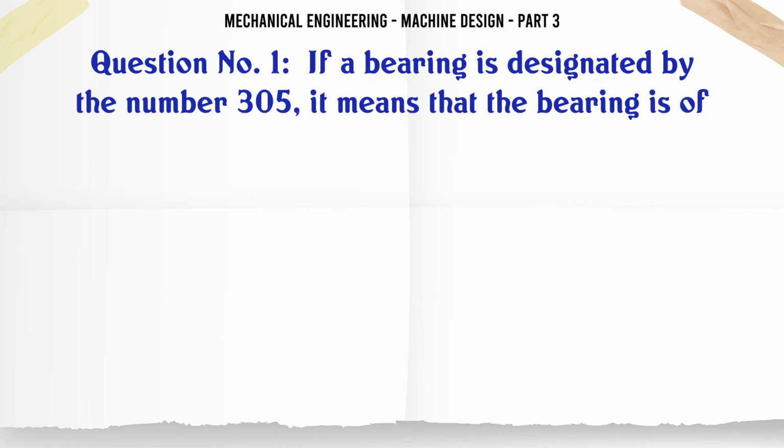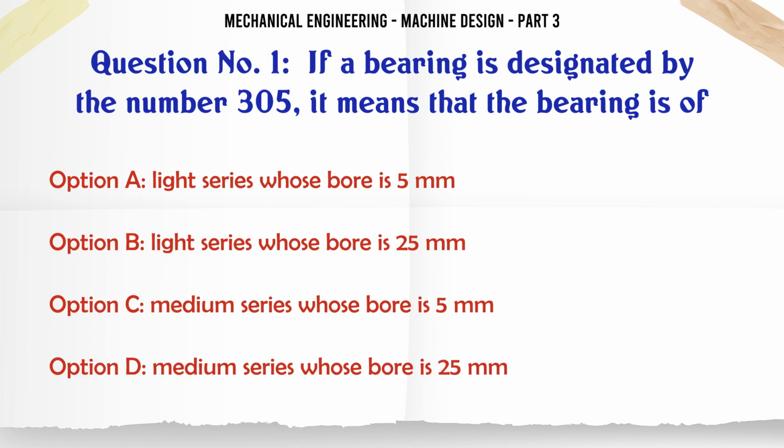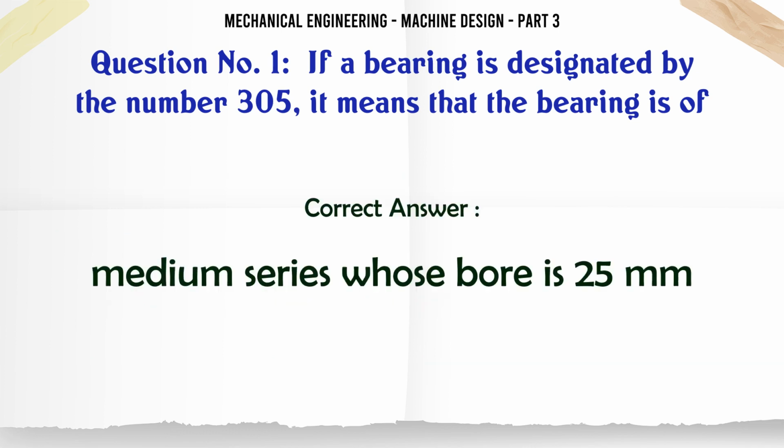If a bearing is designated by the number 305, it means that the bearing is of A. light series whose bore is 5 mm, B. light series whose bore is 25 mm, C. medium series whose bore is 5 mm, D. medium series whose bore is 25 mm. The correct answer is medium series whose bore is 25 mm.